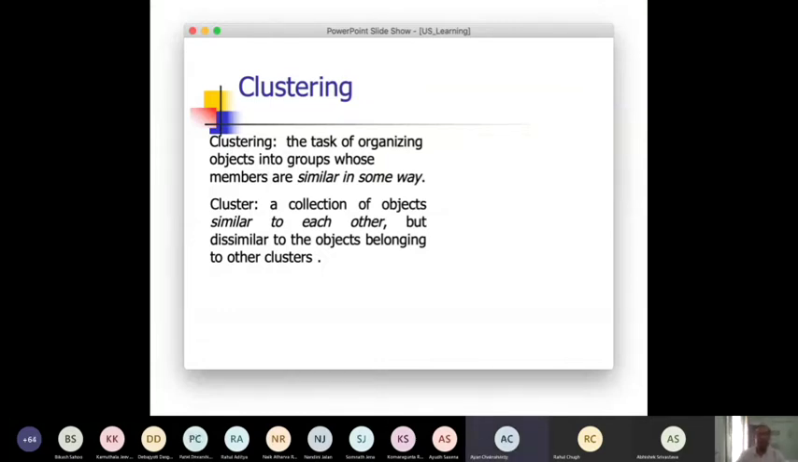So the cluster is defined as a collection of objects which are similar to each other, but these objects are dissimilar to the objects belonging to the other class.